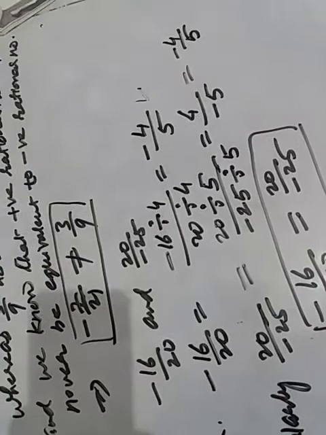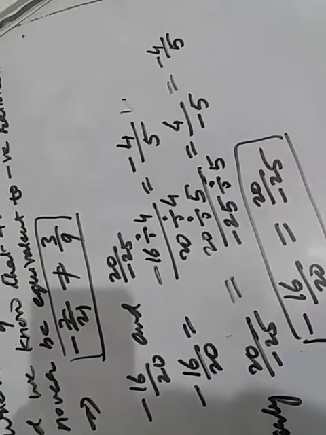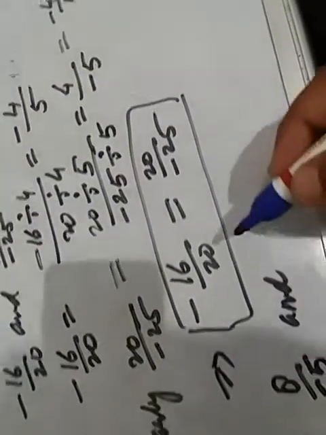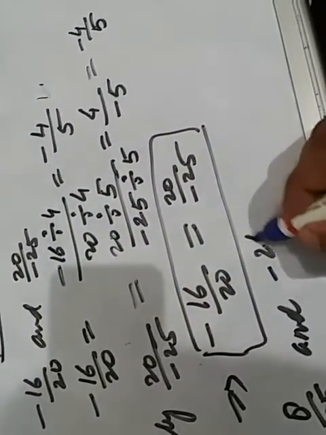Now let us see one more question of the same type, that is the fifth question. Let us take 8 upon minus 5, and another rational number is minus 24 upon 15. Let us check whether they are equivalent or not. Clear? See children, that is start solution.